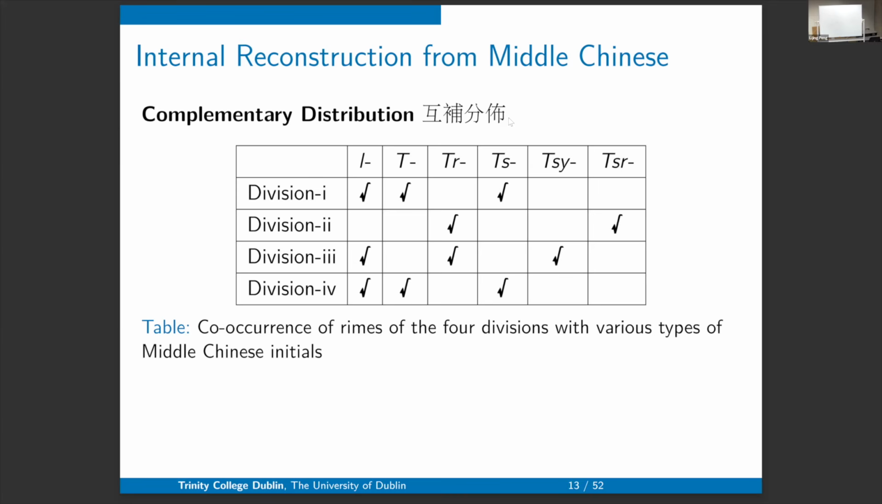So here's one. We look at the relationship between divisions and the manner of articulation in Middle Chinese. And you see that there are some complementary distributions here, right? So for instance, you could merge division 1 and 2. But you can't merge 1 and 4, and you can't merge 3 with anything. We'll come back to this, but you will see that there are these interesting complementary distributions. Also, division 2 doesn't occur with L, so this is a possibility for internal reconstruction, right?